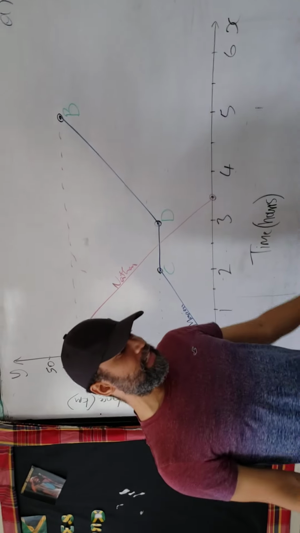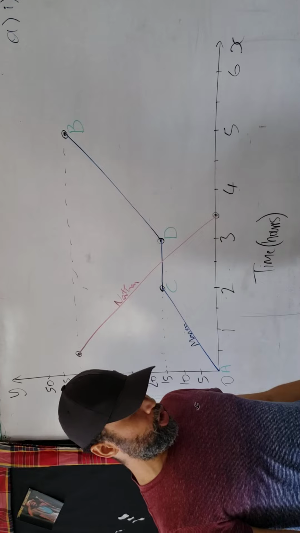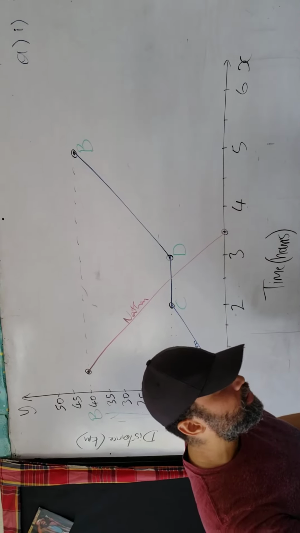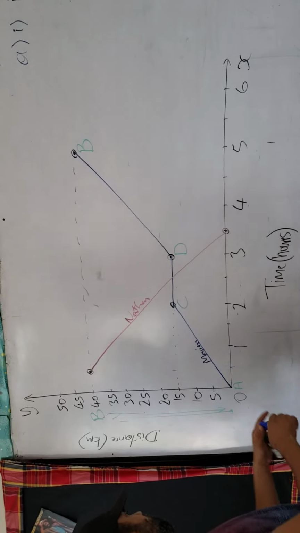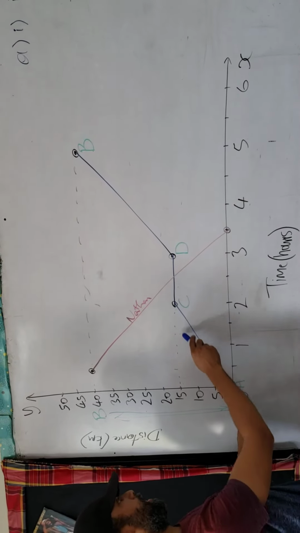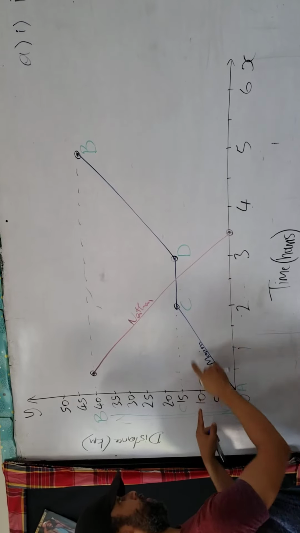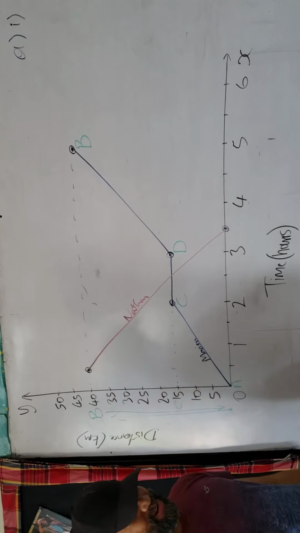Next, the distance in kilometers between the towns A and C. This is town A, and C is right here. So that would be 15 kilometers.